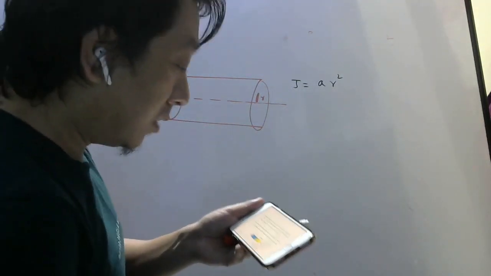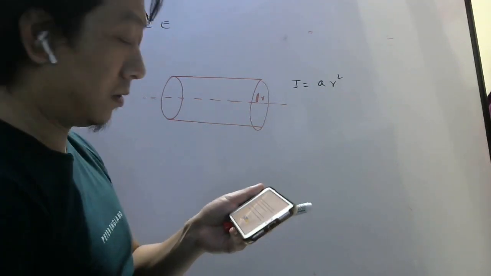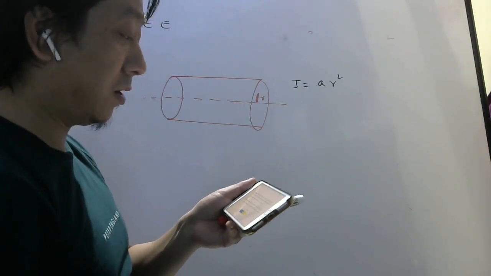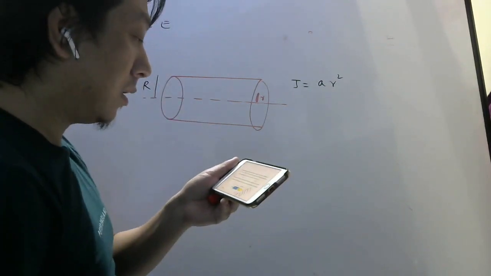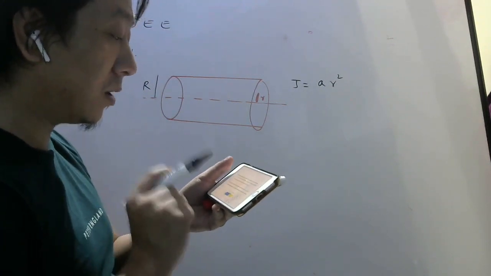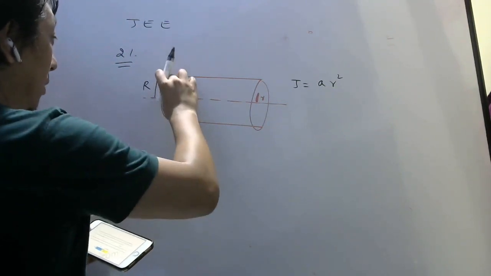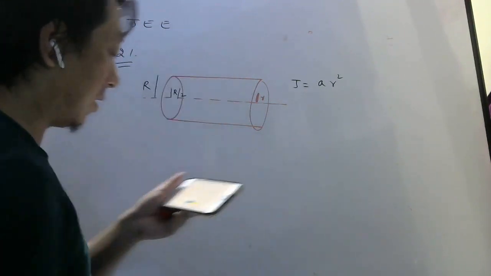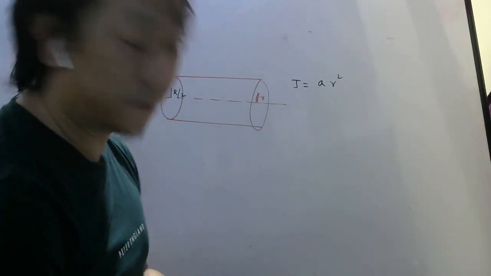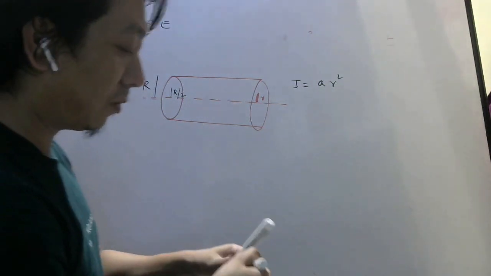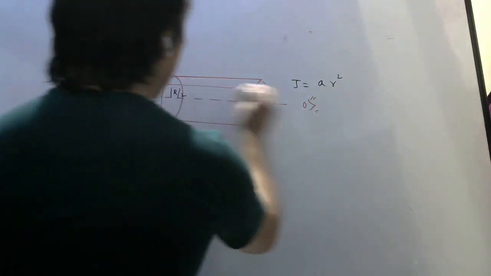So they want the current through the outer portion of the wire between the radial distance r by 2 and r, and they say it is proportional to r power k, where r is the radius of the wire. So this will be your r by 2. Between this and this, what is the current? This much part they want. And that k we have to find. The best way to do this problem is to see from this side. Current will be flowing like this.